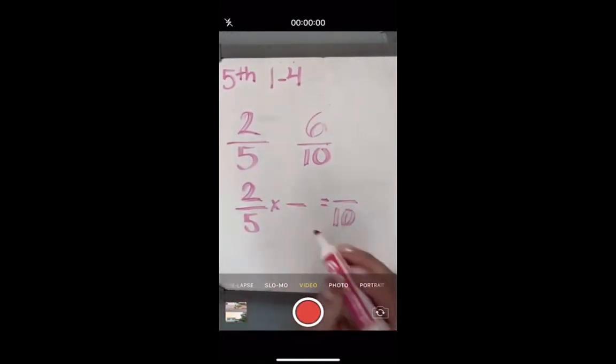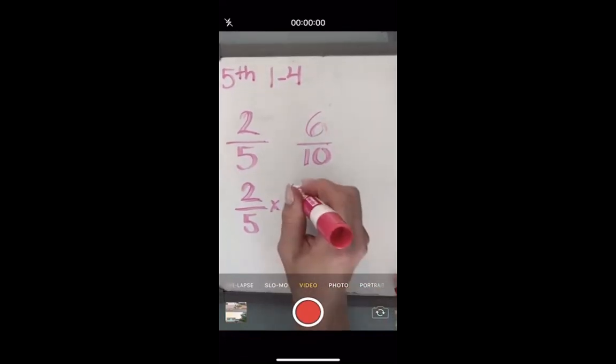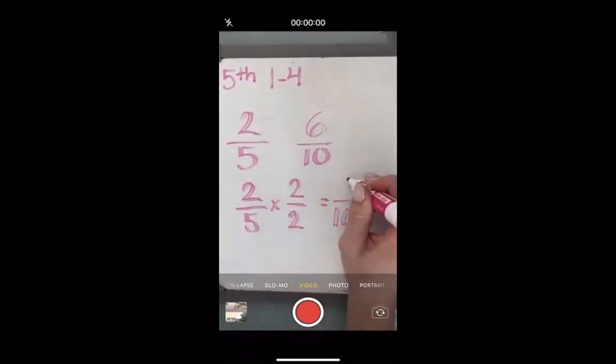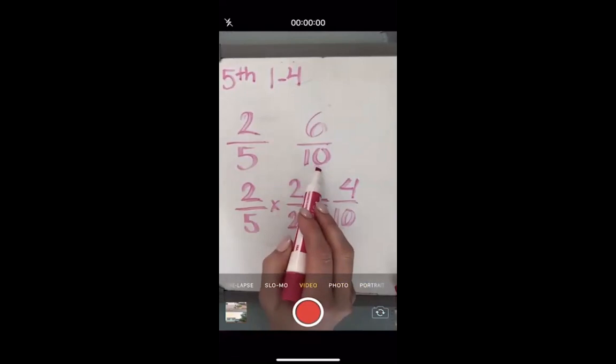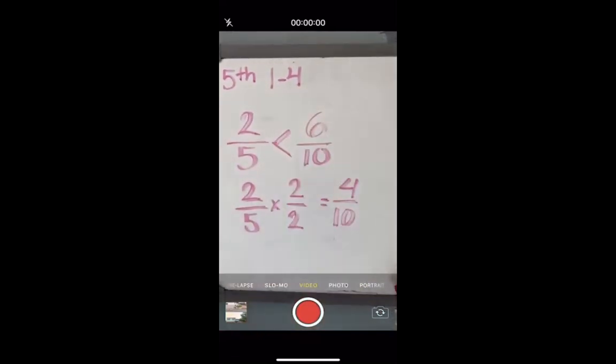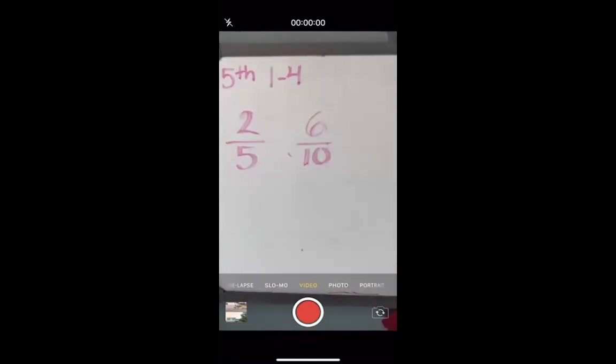So I know that 5 goes into 10 2 times. Whatever I do to the bottom, I have to do to the top. So it's actually 4/10. Well, now I can compare them because they're both in tenths. 6/10 is greater than 4/10. So you can multiply like that to find a common denominator to make it easier to compare.